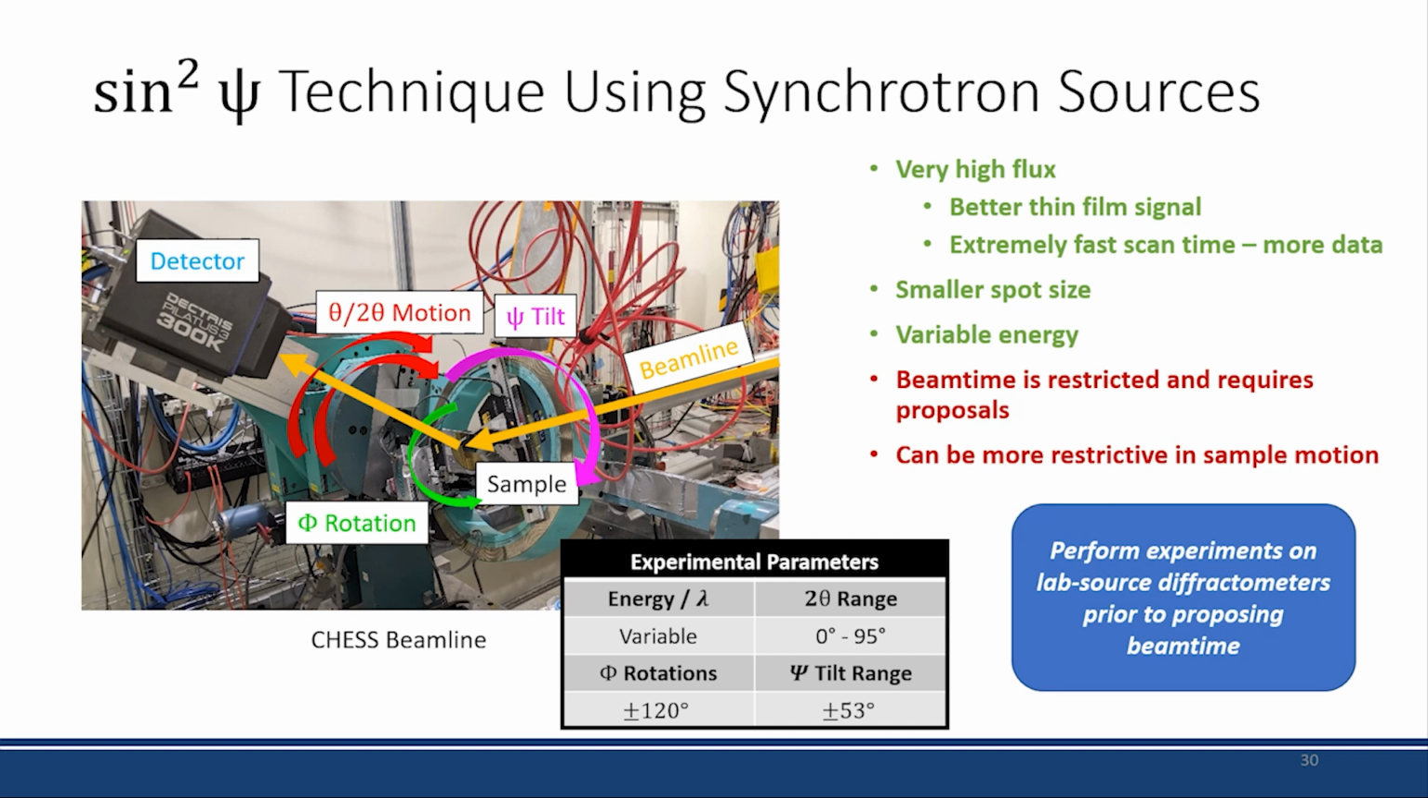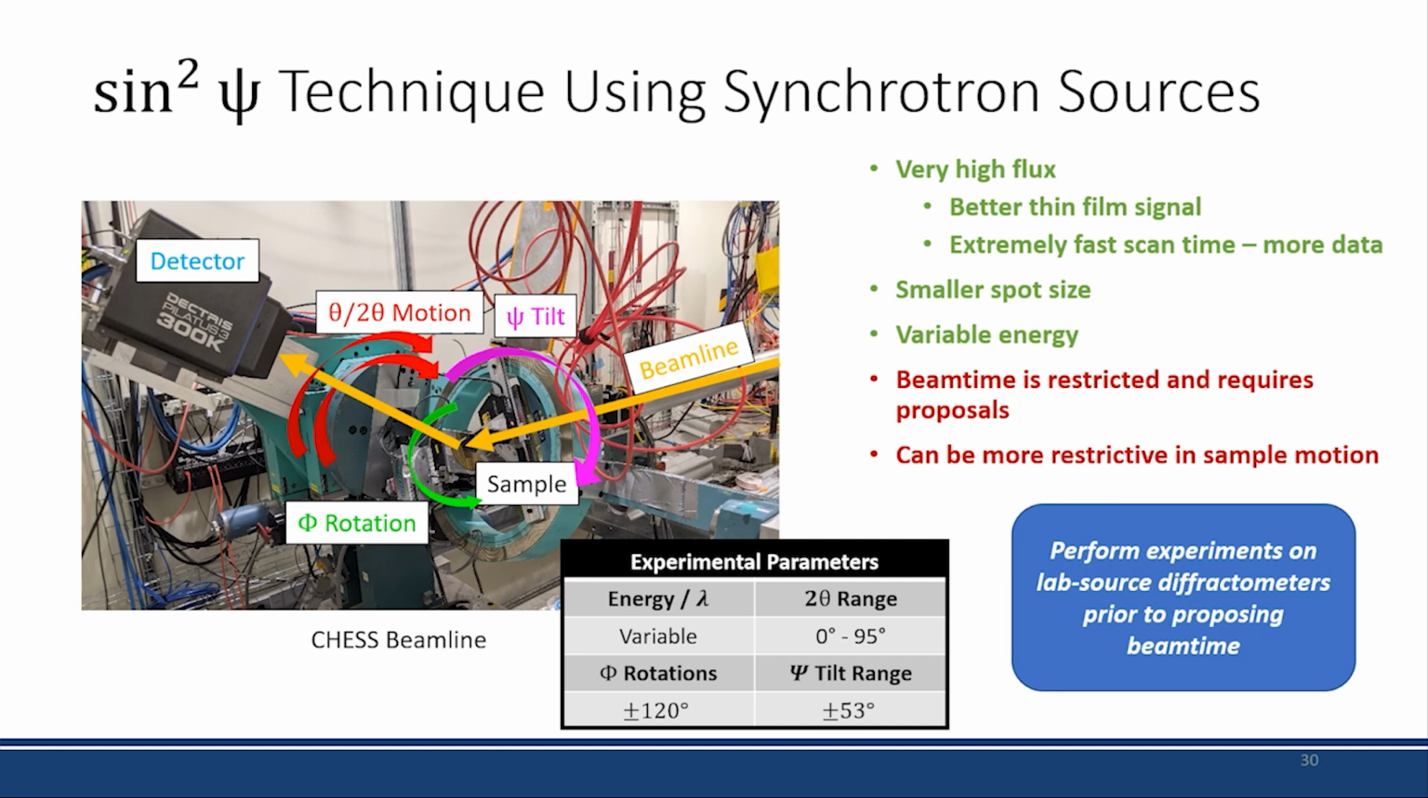Again, the benefit here was that it was a very high flux, so the thin film signal was, of course, better. Very, very fast scan time. I could take infinitely more data in just a few hours than I ever could have here. So if you have a need for taking multiple points around your sample or multiple angles, this really made that possible. It has a much smaller spot size and variable energy. So another way to do depth profiling of residual stresses is if you use different energies, because they will penetrate more deeply into your sample. So that's something you can do too if grazing incidence doesn't work for some reason.